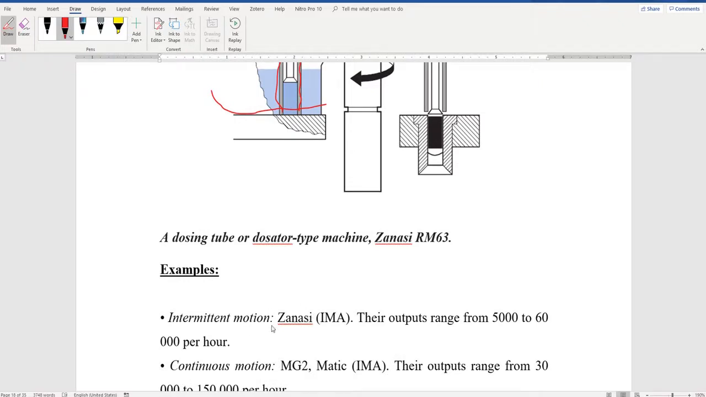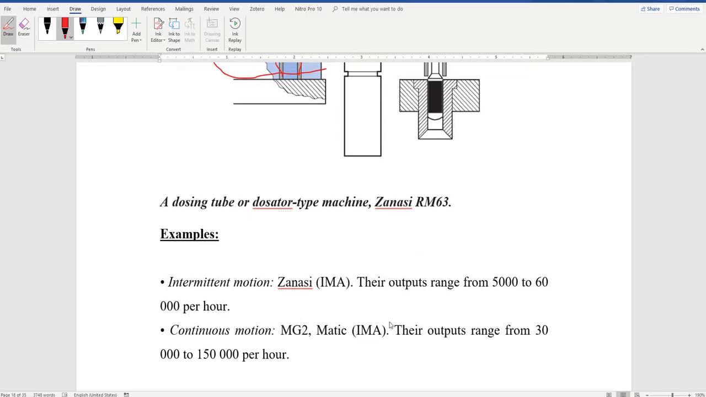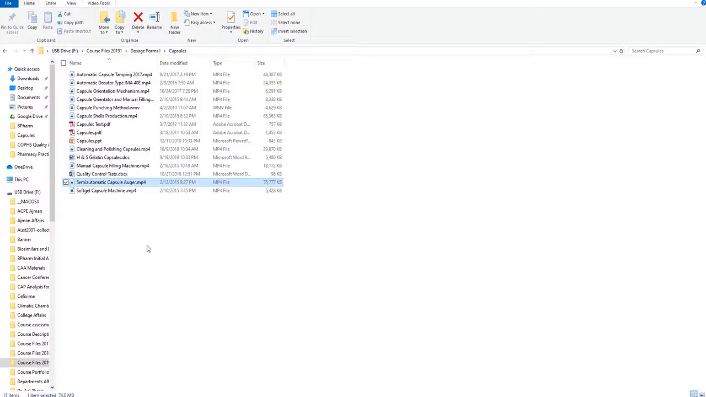There is no need for you to memorize Zanasi with MG2. No need for you to memorize them. I'm just giving you an example, but I want you to know that such a machine can produce 150,000 filled capsules per hour. And that's a large number of capsules. Okay, we'll see the dosator type.